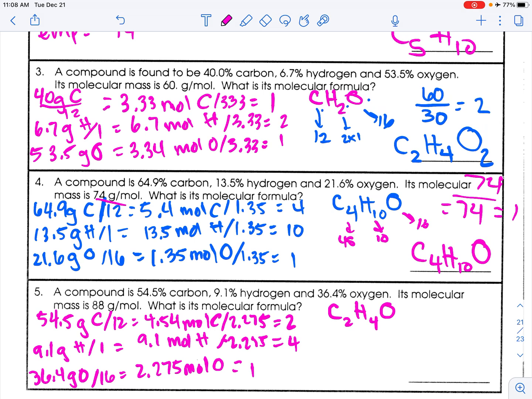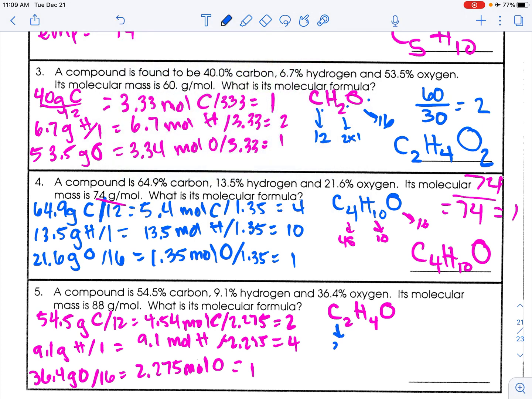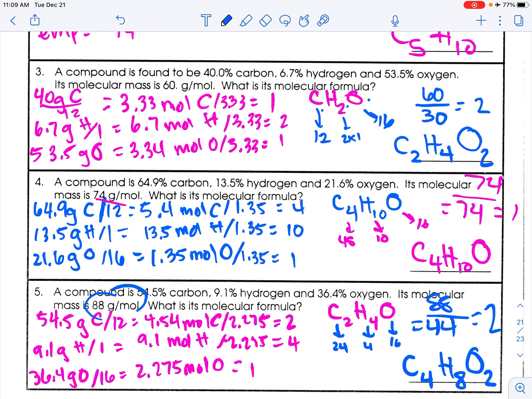So we have C2H4O1. So now let's find our GFM. 12 times 2 is 24. 4 times 1 is 4. And this is 16. So 24 plus 4 plus 16 is 44, our empirical GFM. Our molecular GFM is 88, which means a multiple of 2 is what we need to do. So we're going to multiply our existing subscripts by 2. C4H8O2.